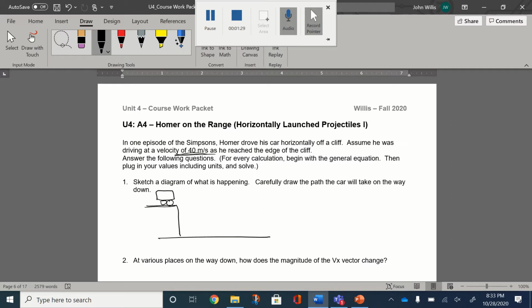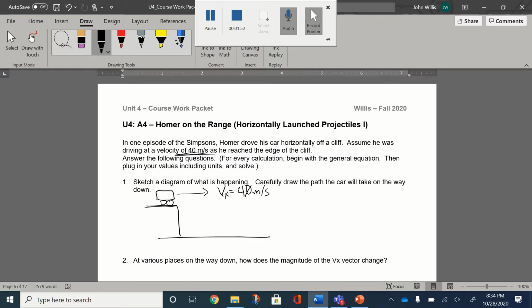Now, I spent a lot of time drawing my cars, as you can clearly tell, but when this car goes over the edge of the cliff, there's really only one piece of information so far in this entire problem on assignment 4 that has been given to us, and that was the horizontal velocity of that car. And the horizontal velocity was 40 meters per second. Now, I like to label my horizontal velocities with V and a subscript of an X to remind myself that it's in the horizontal direction.